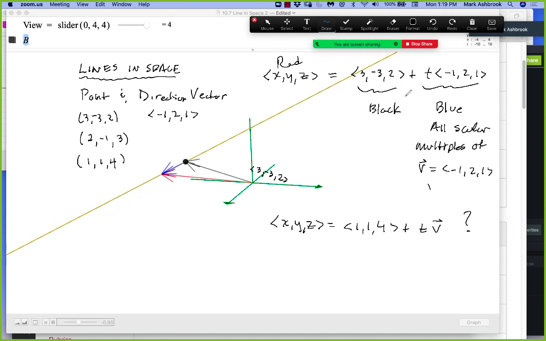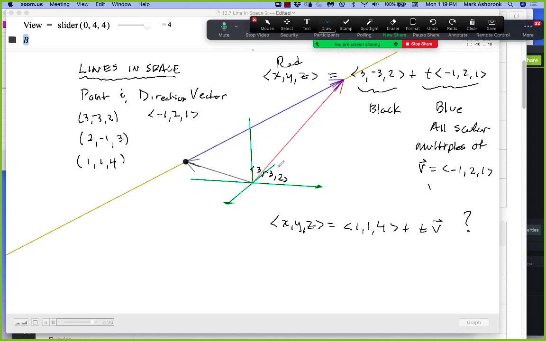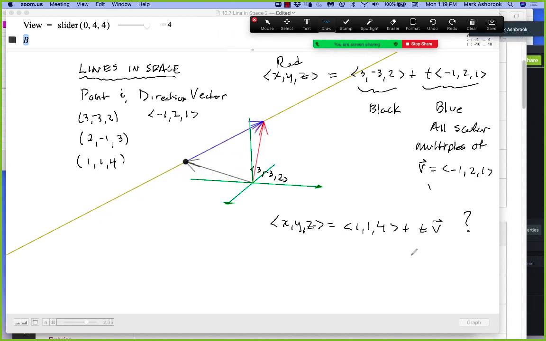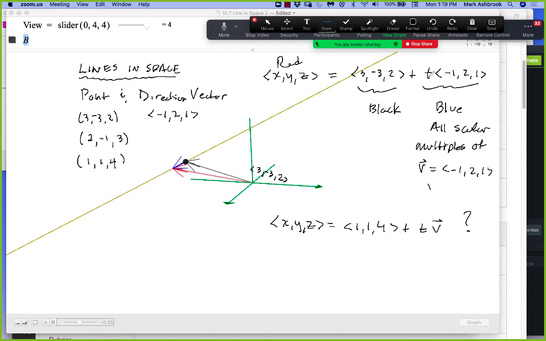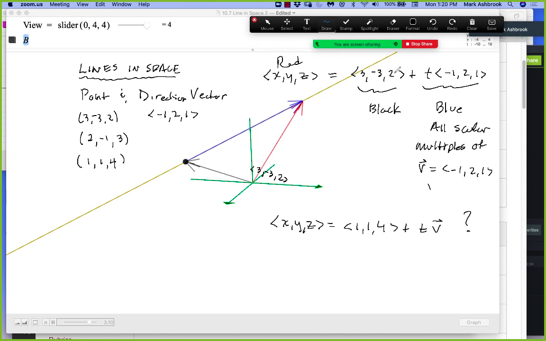The answer is yes. It's the same because in the end they both generate the same set of points, all the points on the gold line, or all the red vectors. But it's different because it has a different mapping of t values to points on the line. So t equals 2 in this equation will give me a different point than t equals 2 here. So it's a different function, but they both generate the exact same set of points when all is said and done. Does that make sense?